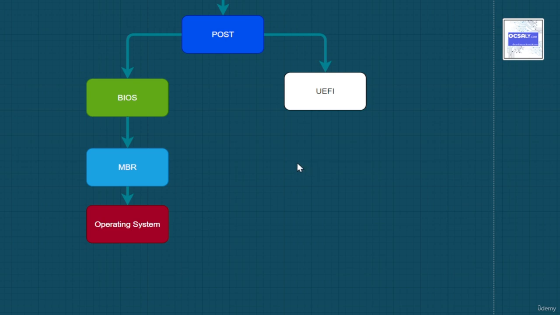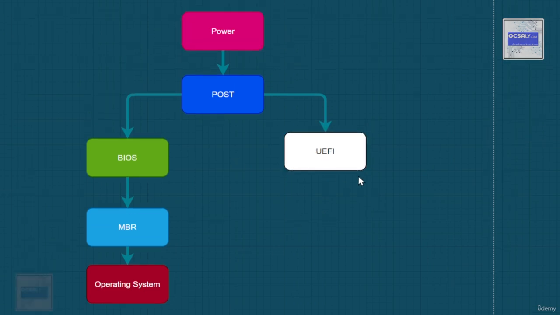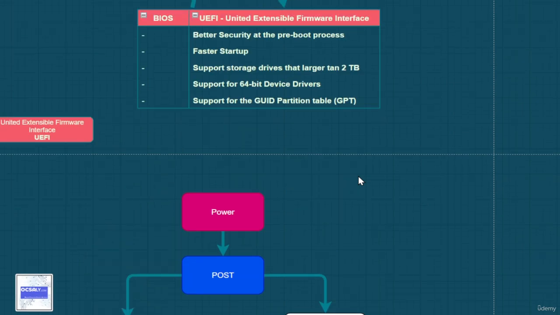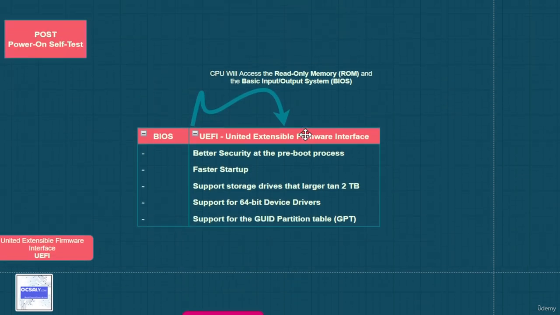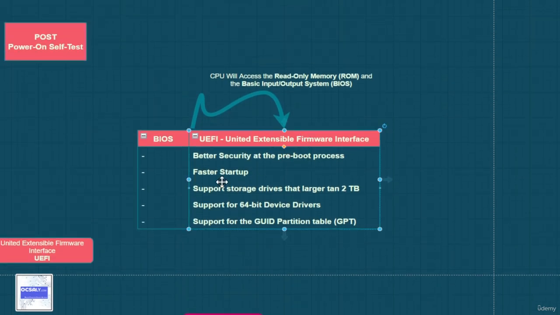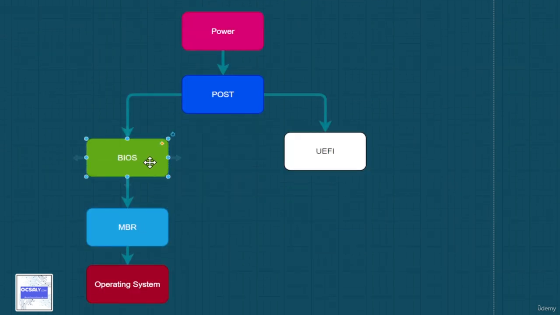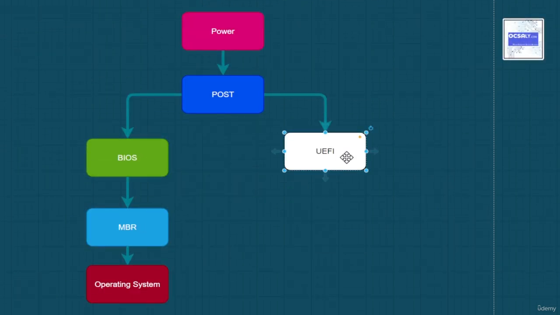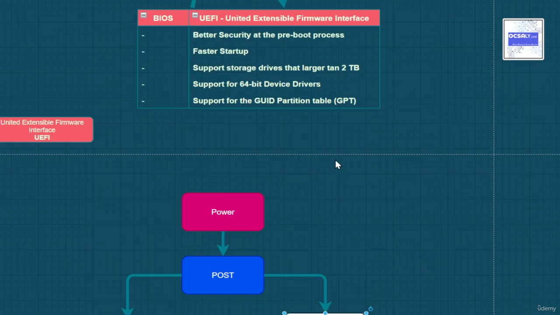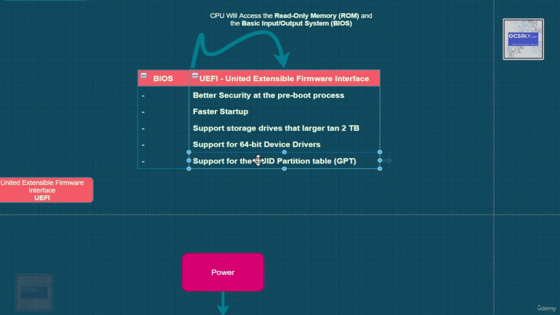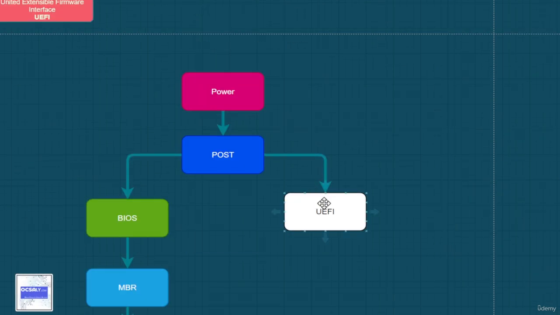So then let's go to UEFI. The UEFI, United Extensible Firmware Interface, as you can see here, is an enhanced version of BIOS. UEFI will look for the GPT. As you know, GPT is the GUID partition table. We will talk about it later.